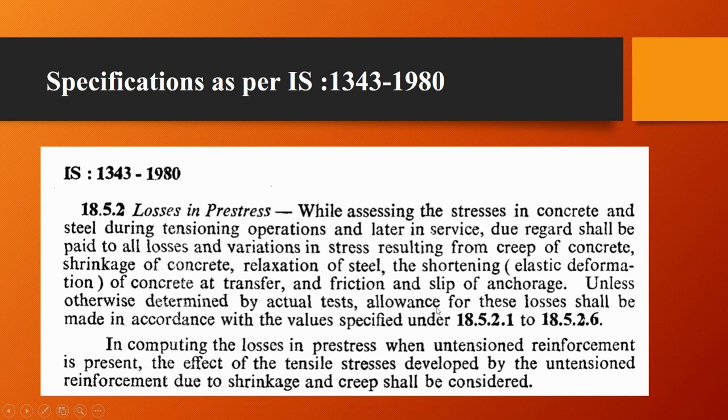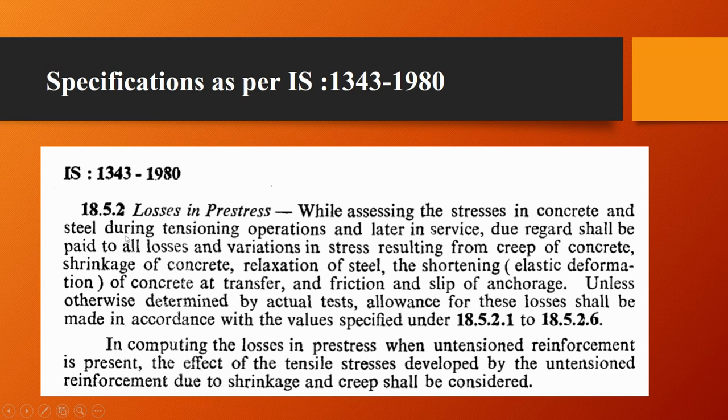And unless otherwise determined by actual test, the allowance for these losses shall be made in accordance with the values specified under clause number 18.5.2.1 to clause number 18.5.2.6. So these are the 6 losses prescribed by IS 1343/1980 that we have to consider while designing any pre-stressed concrete sections, so that we can achieve very good, desirable, and durable pre-stressed concrete sections.